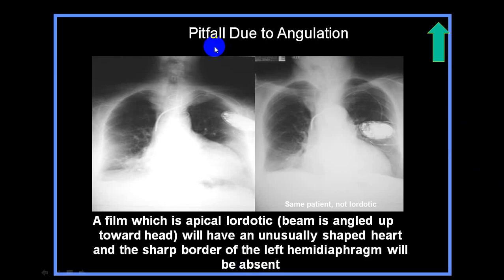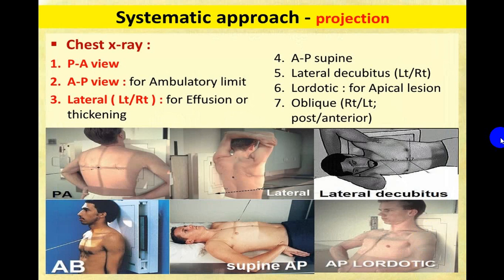And there are certain pitfalls during angulation. This is what you look for during angulation, and this is the apical view, but this structure will appear like this, and when a PA view is taken, this will be the appearance. So it should always be mentioned in which view it is taken, and accordingly you interpret.